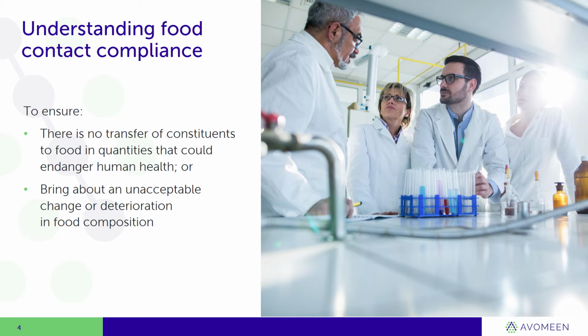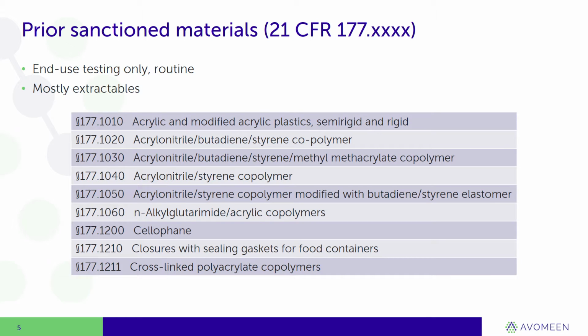Food contact compliance, particularly the experimental design for migration studies, which are key to food contact compliance. Food contact compliance is to ensure that there is no transfer of constituents of packaging and other things that contact food, mostly packaging, in quantities that could endanger human health or would bring about an unacceptable change or deterioration in the food itself.